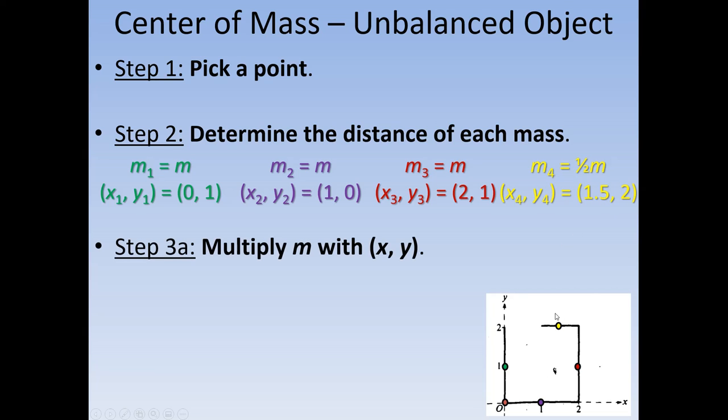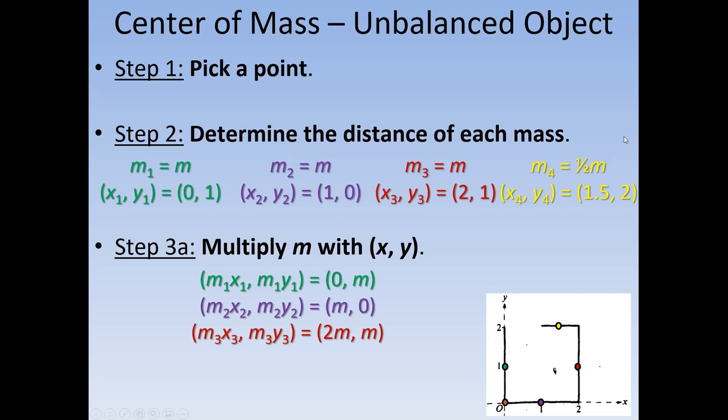All right. So now I'm actually going to break up step 3 into 2 parts. The first part is just to multiply the m times all these parts. So when I multiply everything, I get 0 comma m for this first one, m comma 0 for this one, 2m comma m for this one, being careful that this is half m, not a full m. It's going to be 3/4 m times m for this last point.